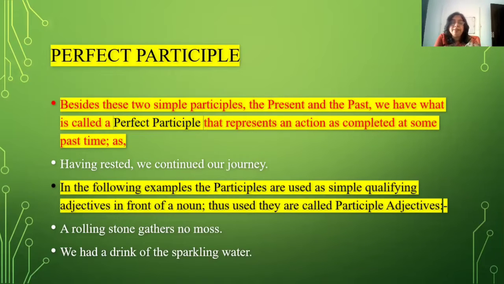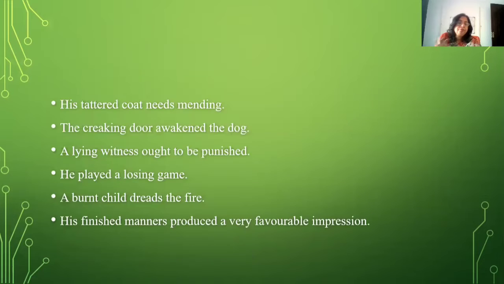So it is qualifying. Adjective, it is placed in front of a noun. And if you can see, in both these forms, ing is written. So when such participles are used, which serve the function of an adjective, and it is written before a noun, they are called participle adjectives.